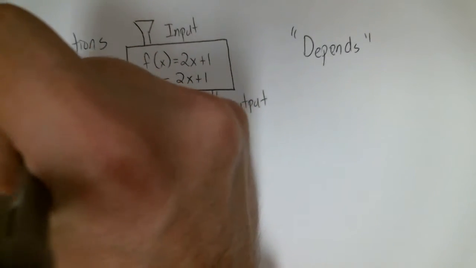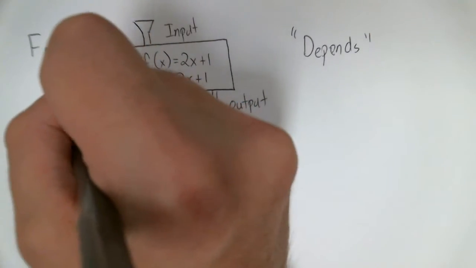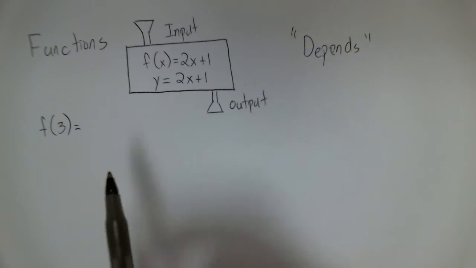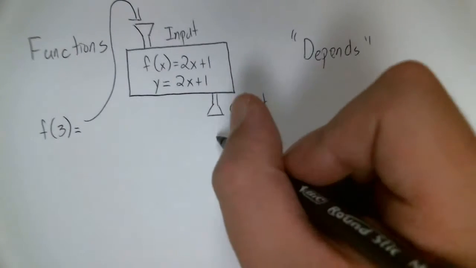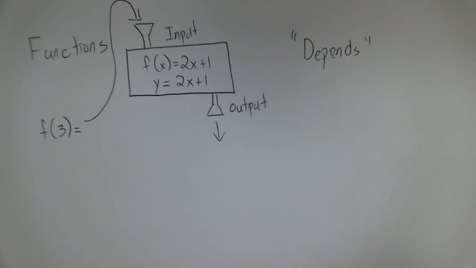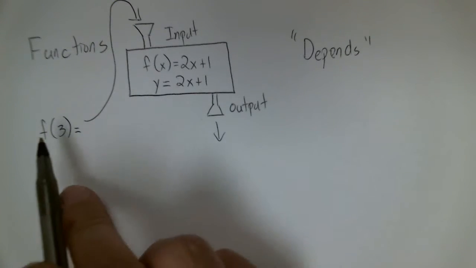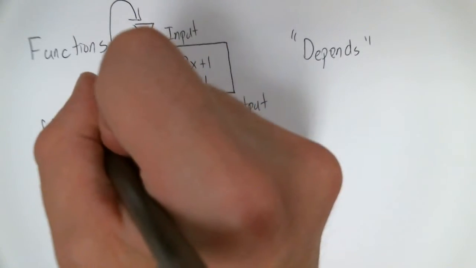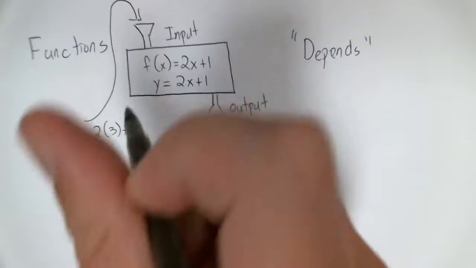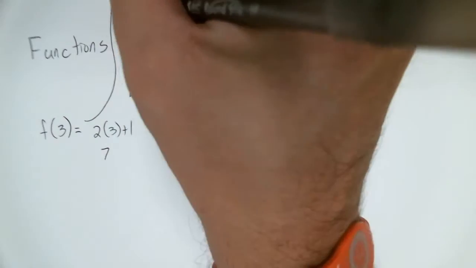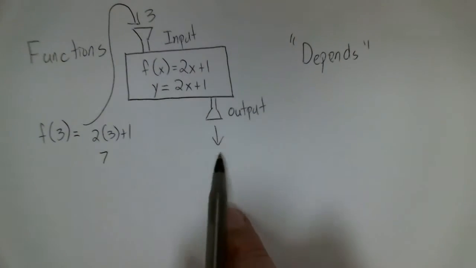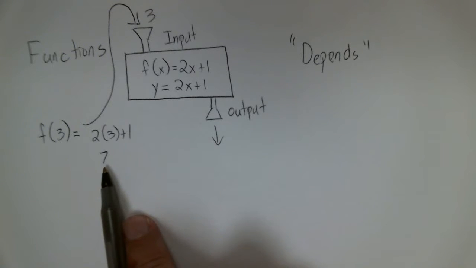If I wanted to evaluate my function, say for 3, that simply means I'm going to stick 3 into this function machine. I'm going to plug it in right here. It's going to run, crunch the numbers, and spit out one and only one value. So if I plug in a 3, that's 2 times 3 plus 1, which is 6 plus 1, which is 7. So if I stick a 3 into my machine, it better crank out one and only one answer, and it can only crank out 7.